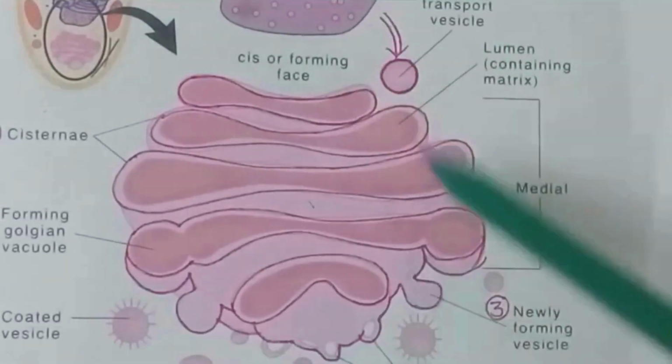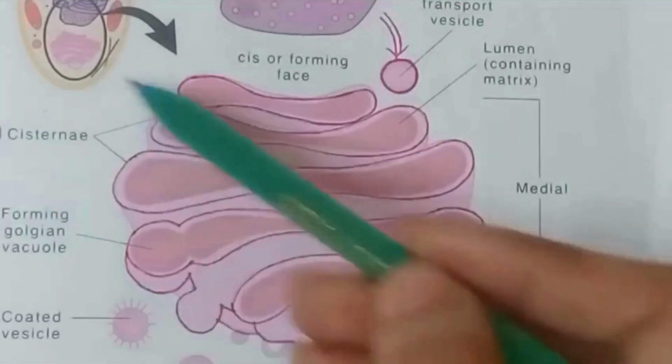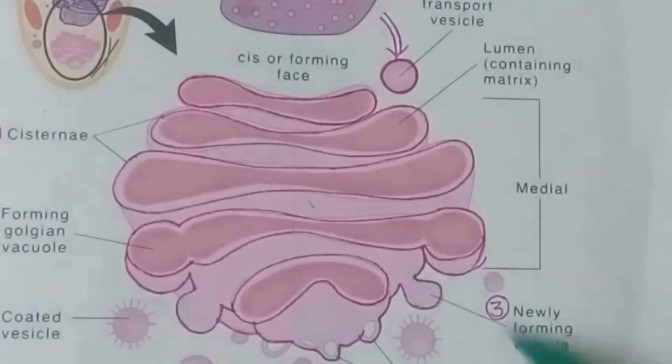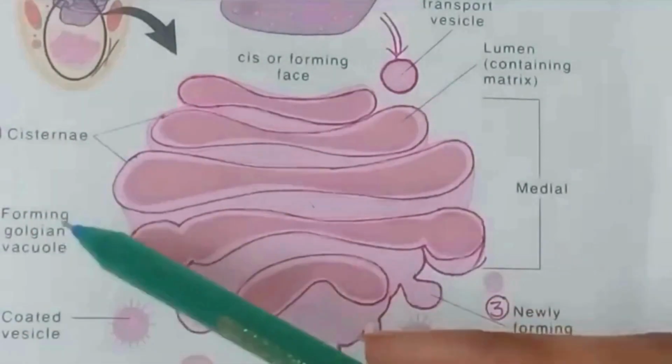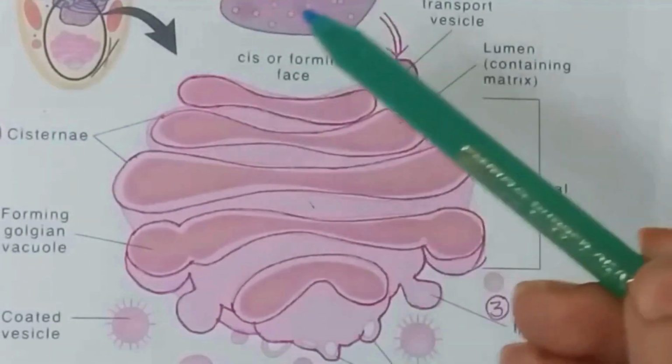Coming to the structure of the Golgi apparatus, it consists of four parts: cisternae, which has cis forming phase, and tubules, vesicles, and Golgian vacuoles. Let's discuss the structure of each part in detail.